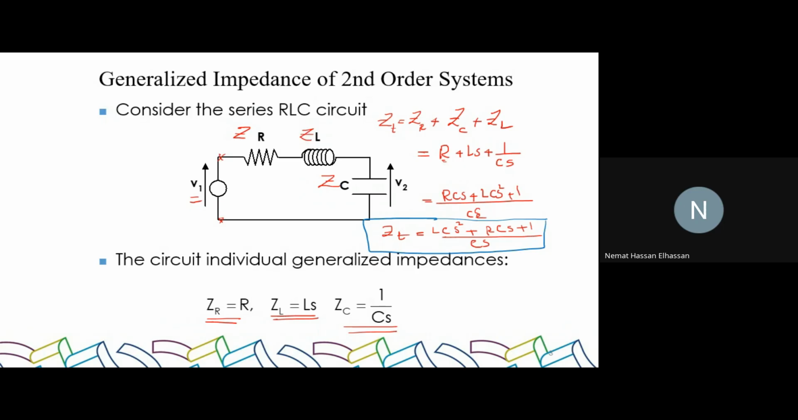So up till this point, are we clear? Do you have a question? Okay. So moving on to a different example.